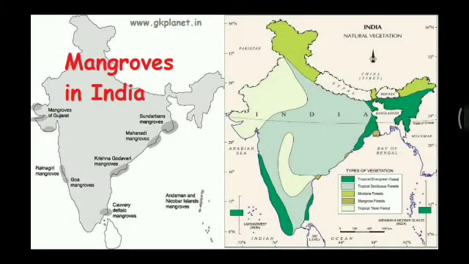Now you can see the whole picture here. That's the whole map. First one, we have the mangrove forests in India. These are the places where mangrove forests are found, and the rest shows all the different types of natural vegetation, all the different types of forest that we have. This is the map, so it will help you to mark different places.